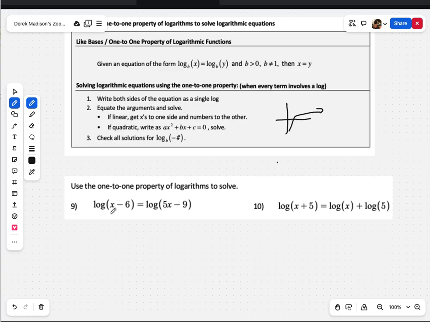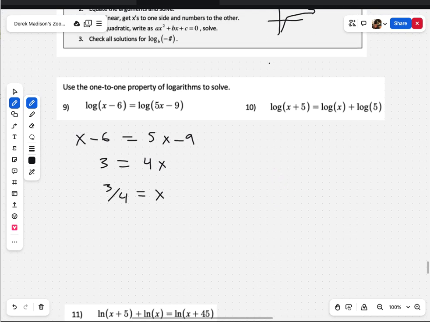Okay, so what would this look like? This one's already set up, so x minus 6 has to be equal to 5x minus 9. I'm looking for the x that would make that true. I'll subtract the x over to this side, get 4x, and add the 9 over to this side, that would be 3. Dividing both sides by 4, I get 3/4 equals x.